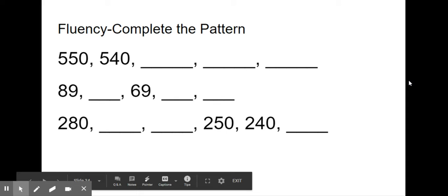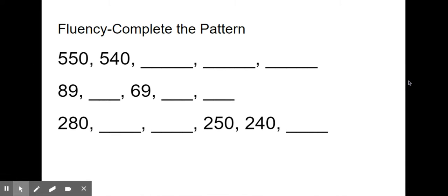Let's keep learning. Next, for our fluency for today, we are going to do a complete the pattern. So I'm going to give you guys some time, friends. Go ahead and pause. And in your notebook or on a sheet of paper, I want you to try to complete this pattern. So everyone should be pausing, looking at the 3 different patterns and seeing if they can figure out what the pattern is and if they can complete the pattern.